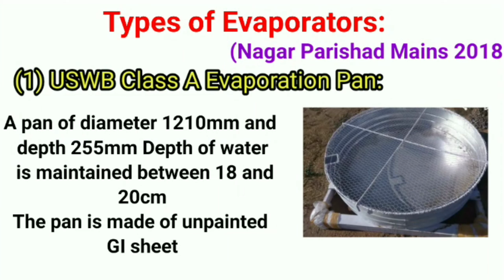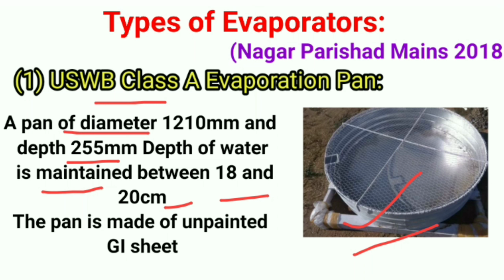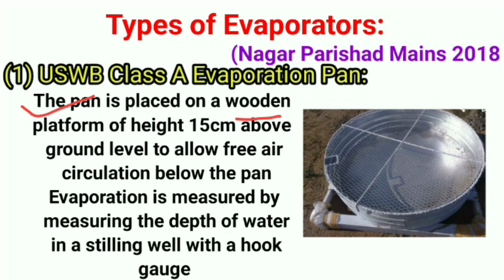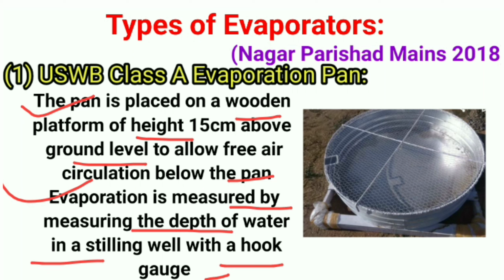First type of evaporimeter. The standard USWB Class A pan evaporimeter is the most widely used evaporimeter in the world for finding evaporation from a free water surface. A pan of diameter 1210 mm and depth 255 mm. Depth of water is maintained between 18 and 20 cm. The pan is made of unpainted GI sheet. The pan is placed on a wooden platform of height 15 cm above ground level to allow free air circulation below the pan. Evaporation is measured by measuring the depth of water in a stilling well with a hook gauge.